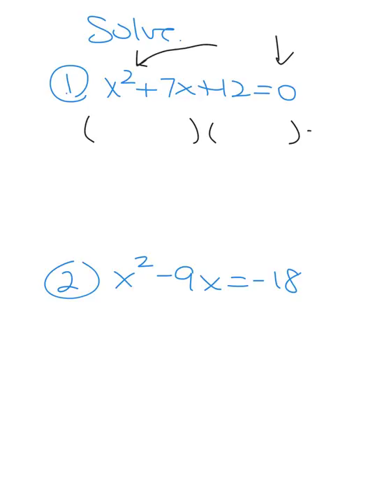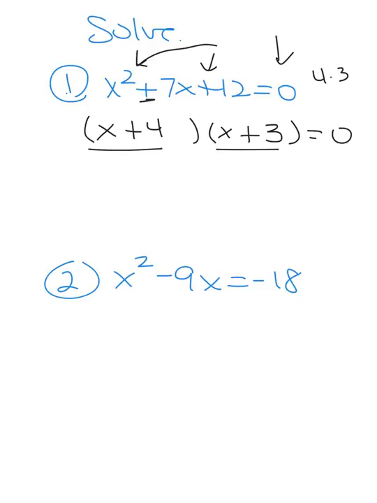There's no greatest common factor. So I notice that my second sign is a plus, so the signs are the same. They're both a plus. The only way I can get to x squared is x and x. Factors of 12 that when I add together I get 7 is 4 and 3. So I can put them, since the signs are the same, in either binomial. So I'm saying that x plus 4 times x plus 3 is equal to 0.